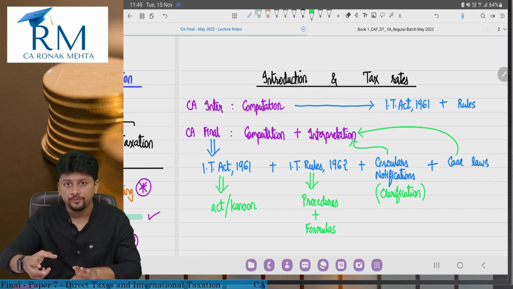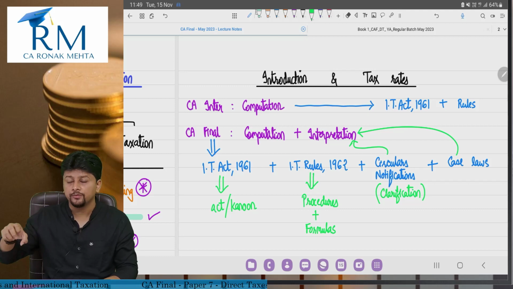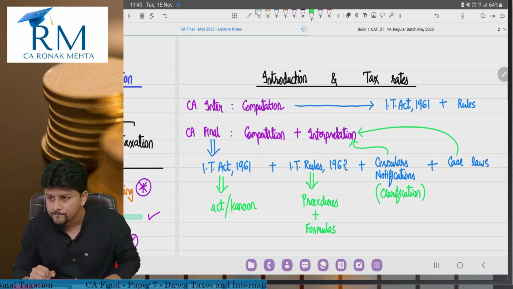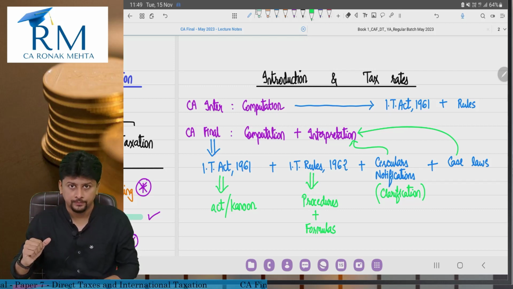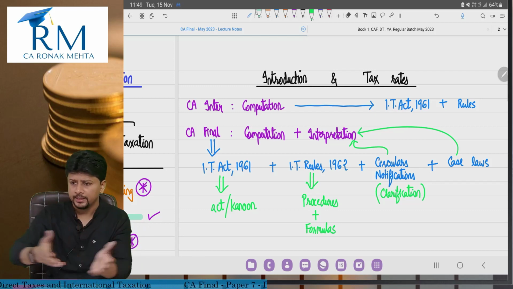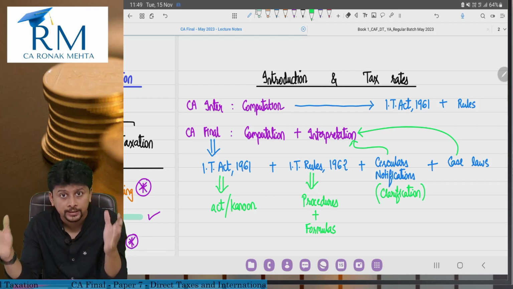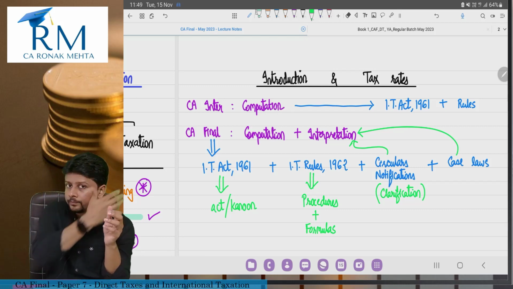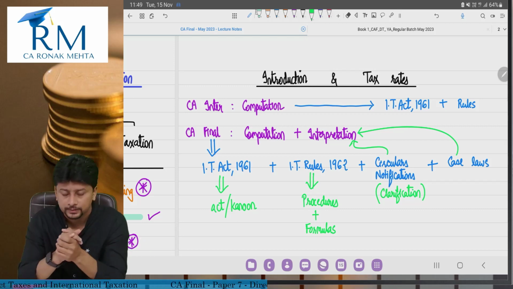This form has to be filed. This formula has to be followed to find out market value. This formula has to be followed to find out perquisite value. Circulars and notifications will clarify certain things. And case laws are interpretation of all of this. So CA Final, this is all that you have to study. This much is what you have to study. Yes, that obviously means that it's a very vast syllabus.